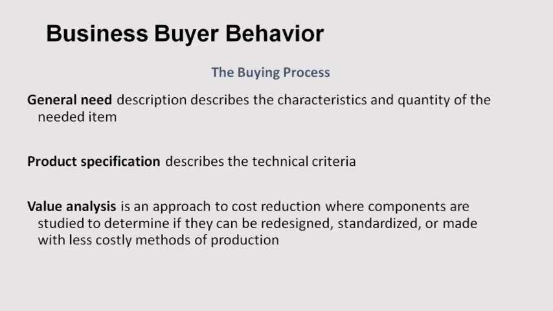It describes the technical criteria. So kung kailangan ko ng equipment, anong klase? Gaano kalaki, anong kulay, anong sukat, and so on and so forth. So that's all under the product specification. Next also is the value analysis. It is an approach to cost reduction where components are studied to determine if they can be redesigned, standardized, or made with less costly methods of production.